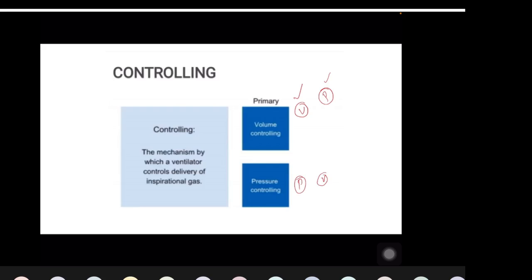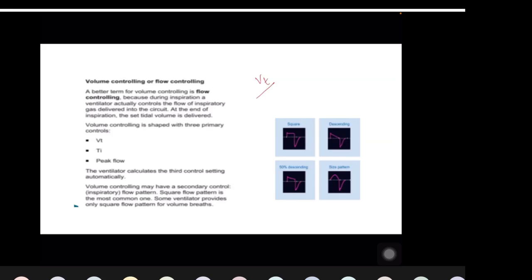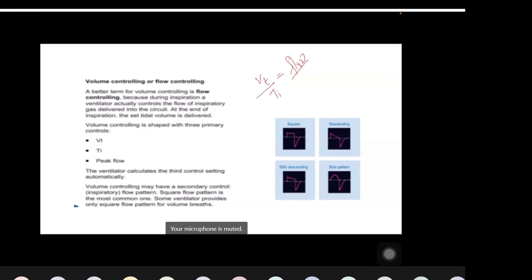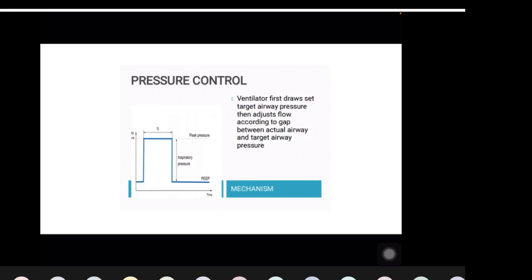So actually volume control is itself a flow control, because here what we are setting is a specific tidal volume and we are also setting an inspiratory time. So this value will constitute flow. Most of the modern ventilators actually deliver flow. Flow controlling can be considered equivalent to volume control. And this is pressure controlling, where a specific pressure is set and depending upon the pulmonary mechanics, a particular volume will be delivered.